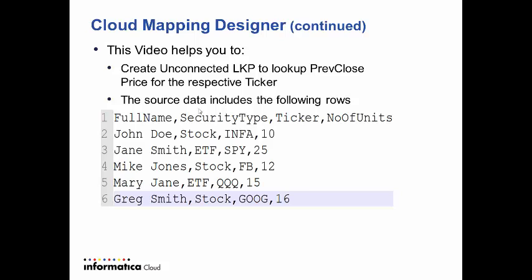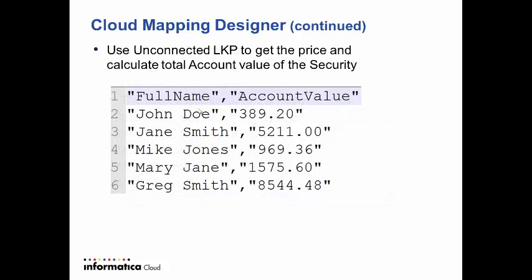Source is an extract of individual holdings data, such as number of units of stock and ETF an individual holds. We will look up the previous close price of the ticker and calculate net worth of individuals. We'll use an unconnected lookup, one for each stock and ETF, to get the previous close price information.